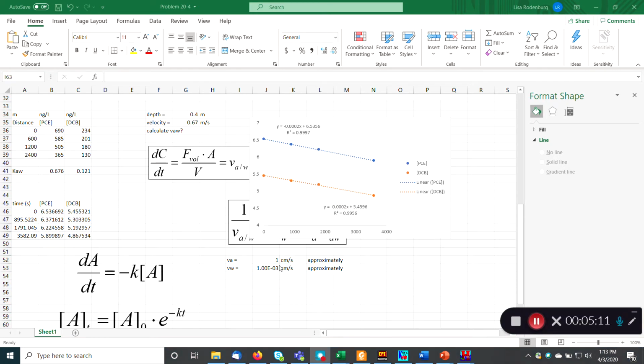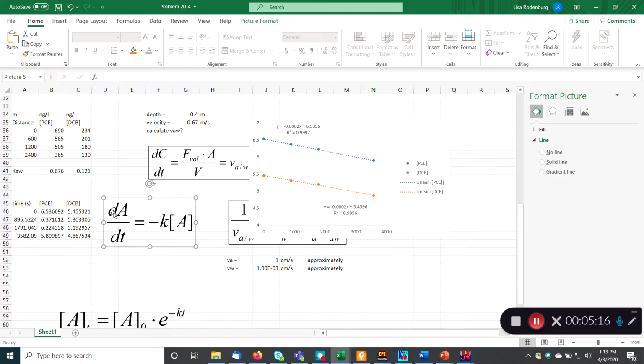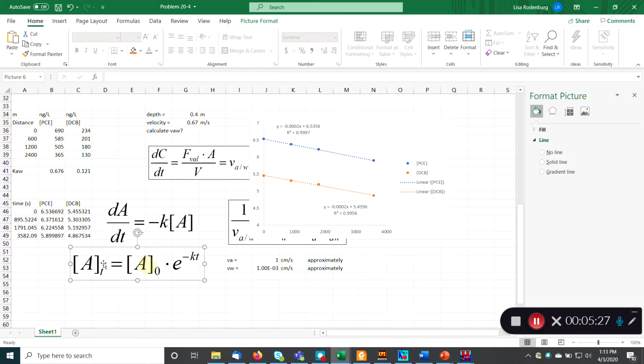So in case you got lost as to where we are, here we're talking about a pseudo first order reaction. dA/dt, here we're using the letter A, is equal to minus k times the concentration of A. And so we can integrate both sides and come up with this equation: A at any given time is equal to the initial concentration of A times e to the minus kt. If we take the natural log of both sides, then the natural log of A_t over A naught is equal to minus kt. So this is your time in seconds.